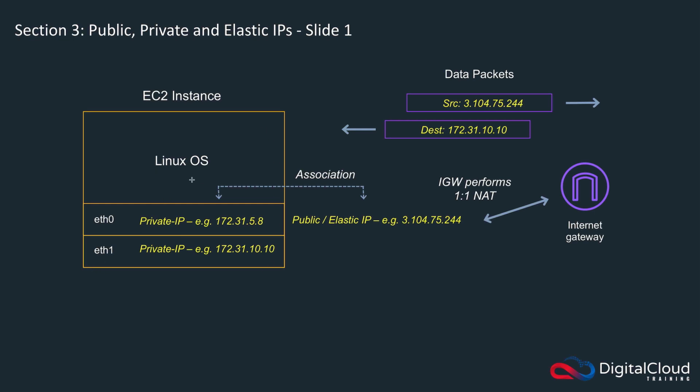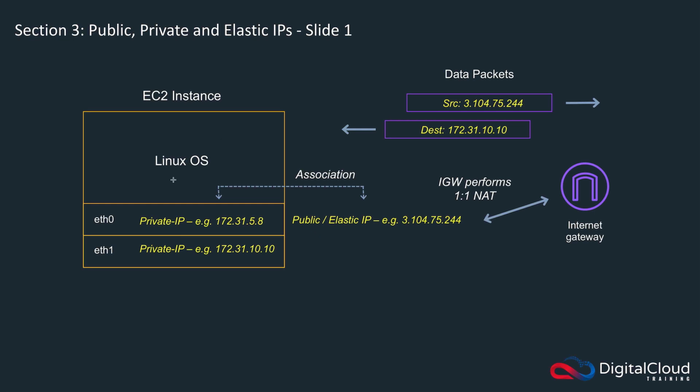Let's say it's running Linux, but it really doesn't matter. The instance has 2 Ethernet interfaces. Both of them have a private IP address, but one of them, the primary interface, ETH0, has a public IP address associated with it. Now this could be a public or an elastic, so either a dynamic or a static address. It doesn't matter. The point is, this is outside of the operating system.